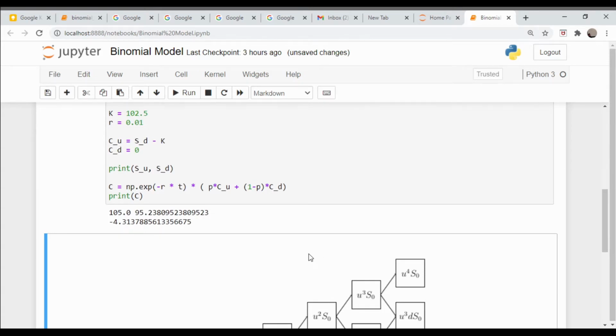And that is not right. Mistake in the formula. That looks good. That should be SU. That's the problem. S_U. Let's run it. And that makes a lot more sense right there.